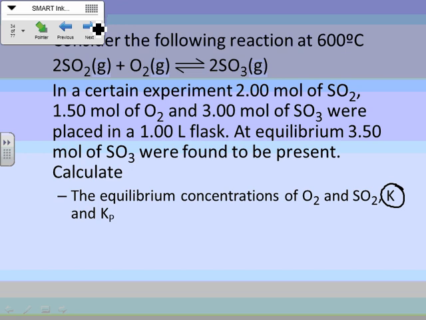But the first thing we need to do here, if we're going to do this in terms of concentration, is figure out the concentrations of all of our reactants and products. But that's fairly easy for this one, right? Because we have a 1-liter flask, so moles per liter. So 2.0 moles in 1 liter is 2 molar. And then 1.50 moles in 1 liter is 1.5 molar. So that's kind of nice. The fact that we have it in a 1-liter flask makes this a little bit easier.